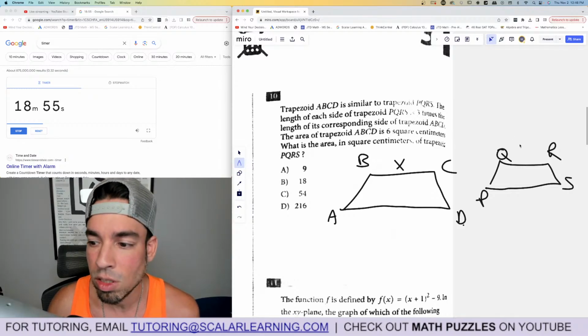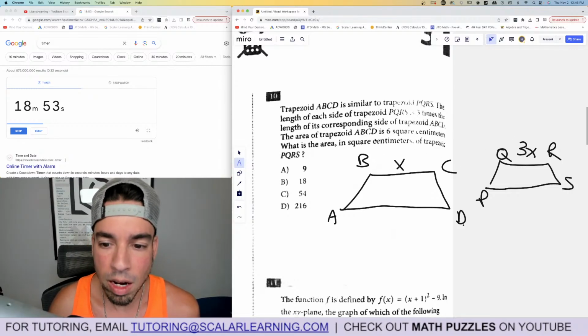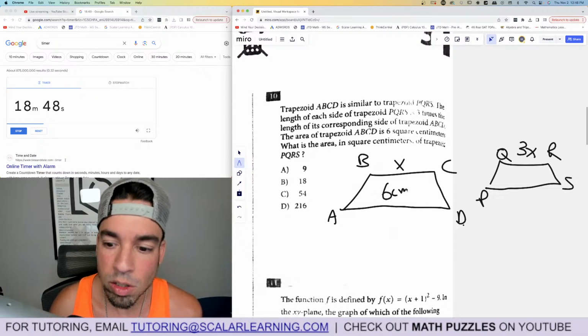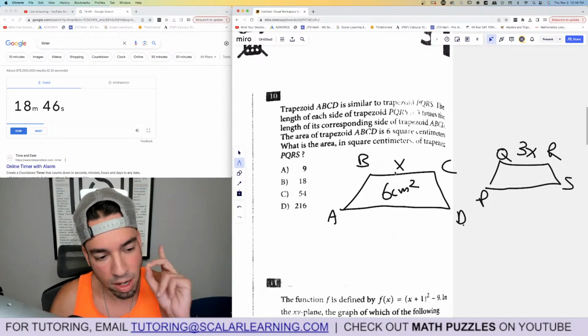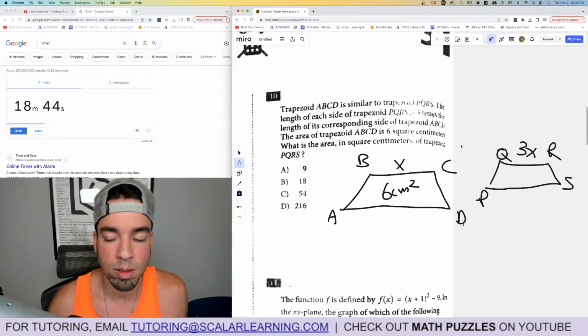So if this is x, this is actually the bigger one, 3x. The area of trapezoid ABCD is 6 square centimeters. All right, here's the deal. I talked about this yesterday on the digital SAT, similar type of question.